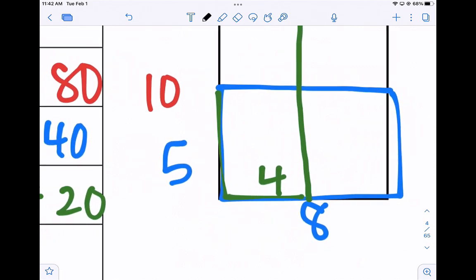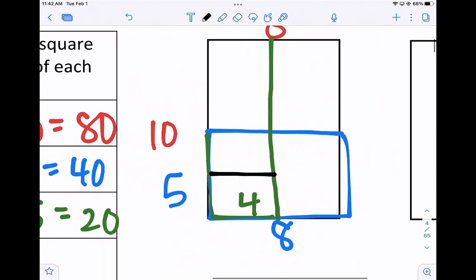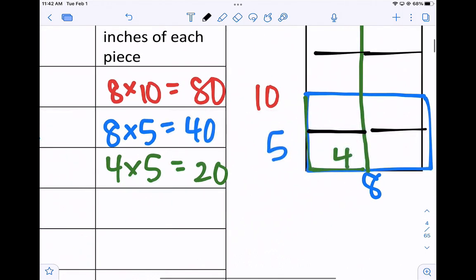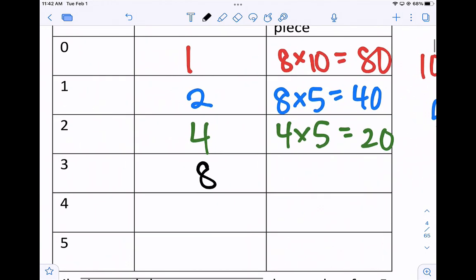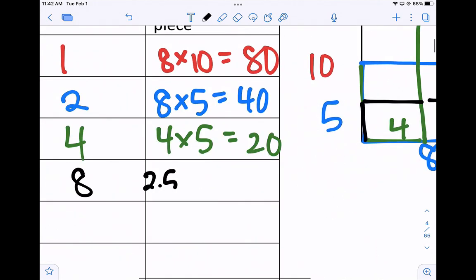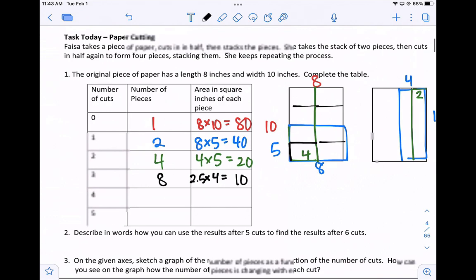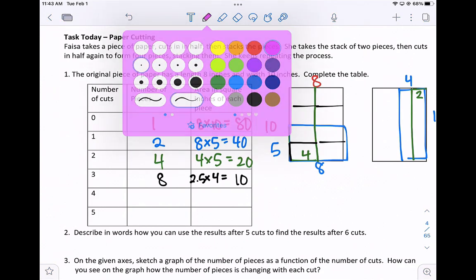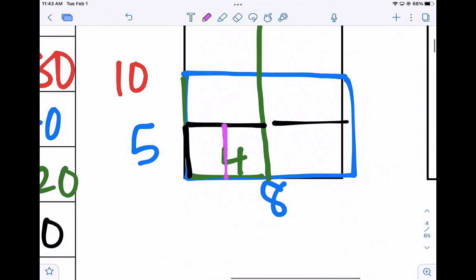So it's this green piece that I'm going to cut in half again. So imagine cutting all of these in half. So we have 8 pieces. And each piece is 4 by half of 5, so 2.5. So 2.5 times 4, which is 10. Okay, let's cut it in half again. So we have 16 pieces now.